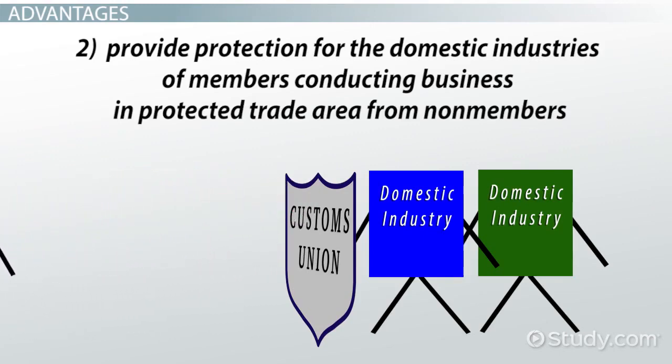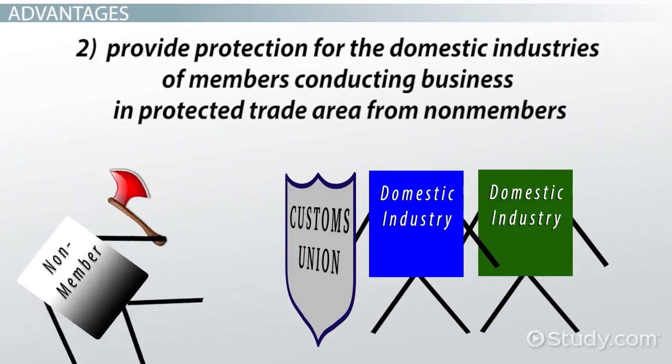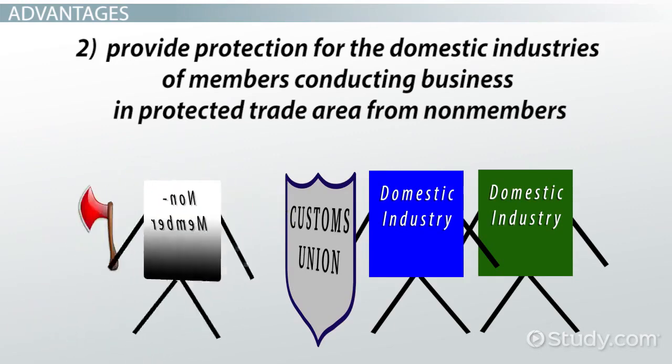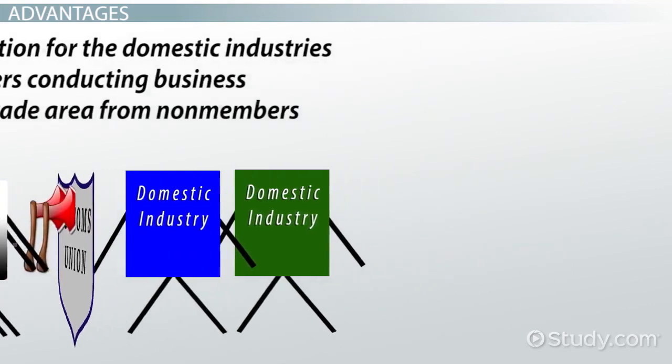2. They provide protection for the domestic industries of members conducting business in protected trade areas from non-members. Protection is available because all members create a common trade policy, including such matters as quotas and tariffs that protect member industries from outsiders.